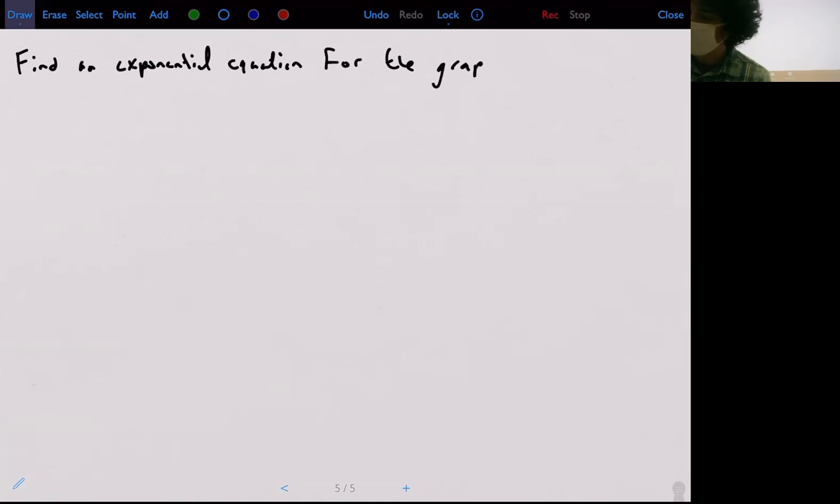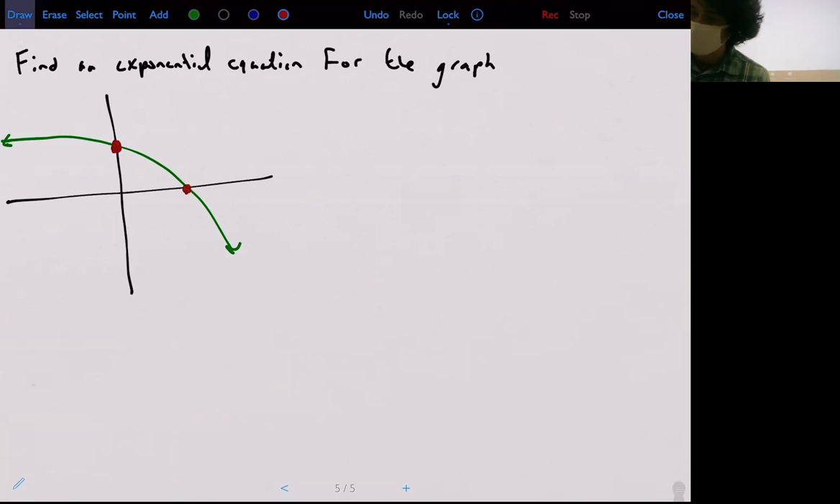And this time we want to do the opposite. We want to find an exponential equation for the following graph. And in this graph, they give us 3 pieces of information. They give us the y-intercept, which is (0, 4). They give us the x-intercept, which is (1, 0). And they tell us that we have a horizontal asymptote at y is equal to 6.